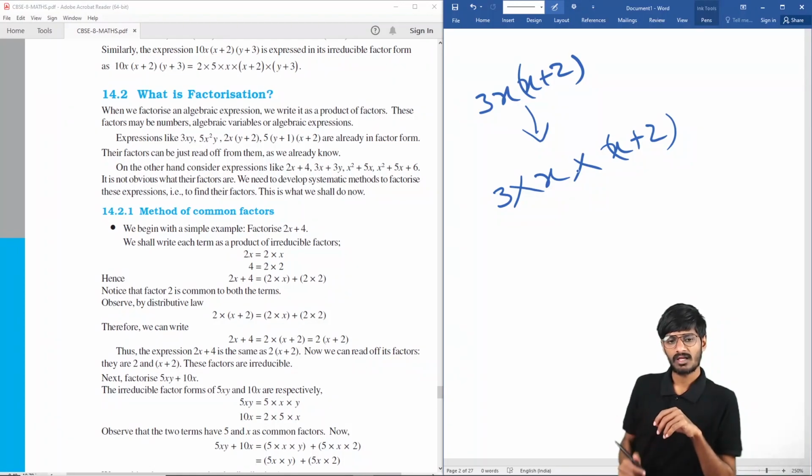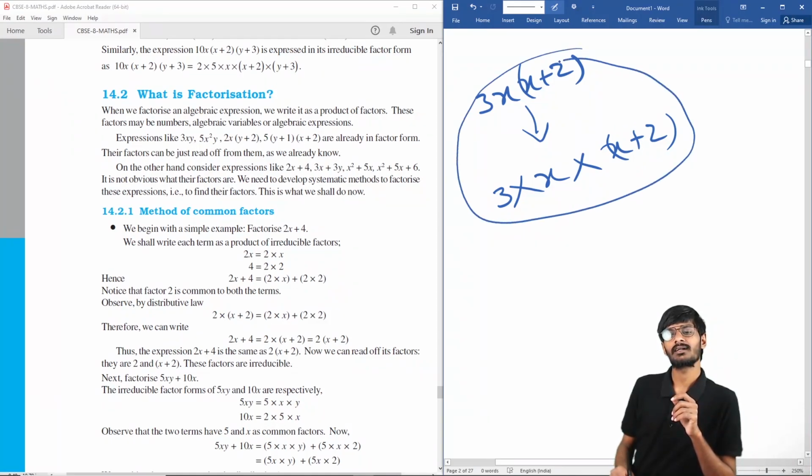Okay, so if you see 3xy, 5x square y, all these are already in factor form. They can be easily written as a product of the factors. Just by seeing it, you can read them, you can say them. These factors can be easily understood and easily predicted. But what about 2x plus 4? It is an algebraic expression and it is a binomial because it contains two terms. What are the factors for it? What is the factorization for it?